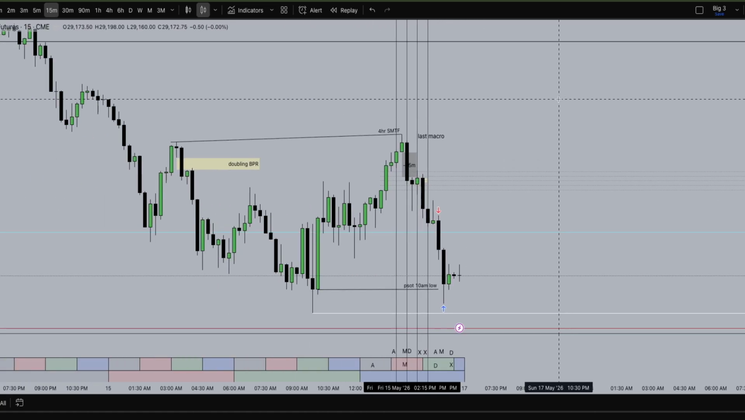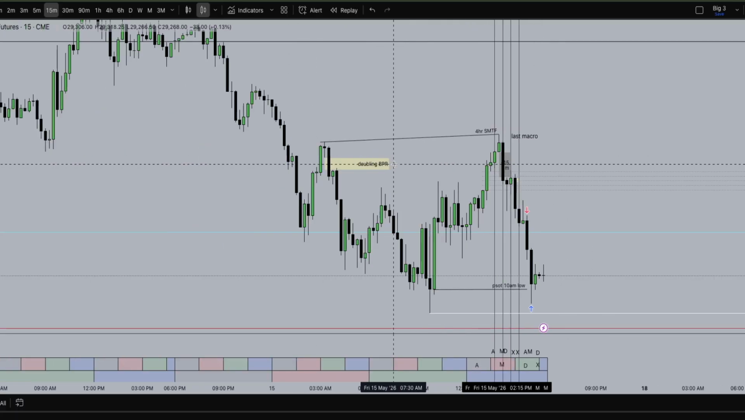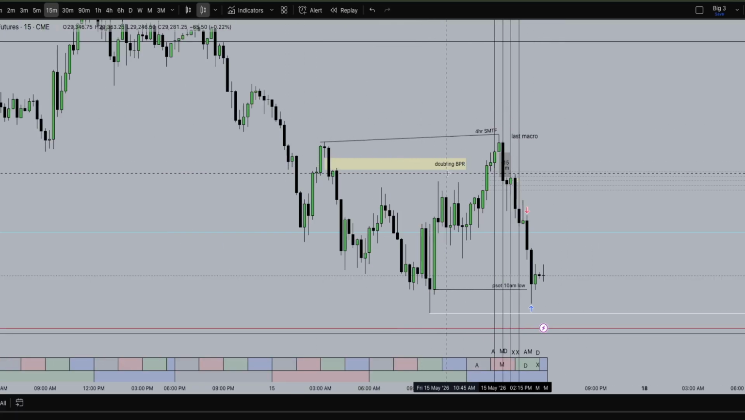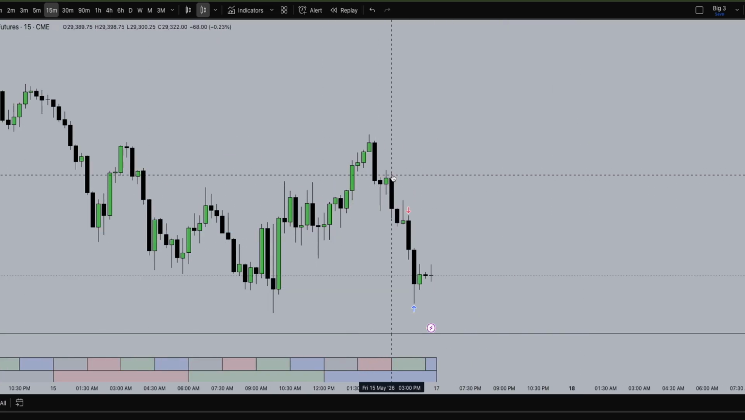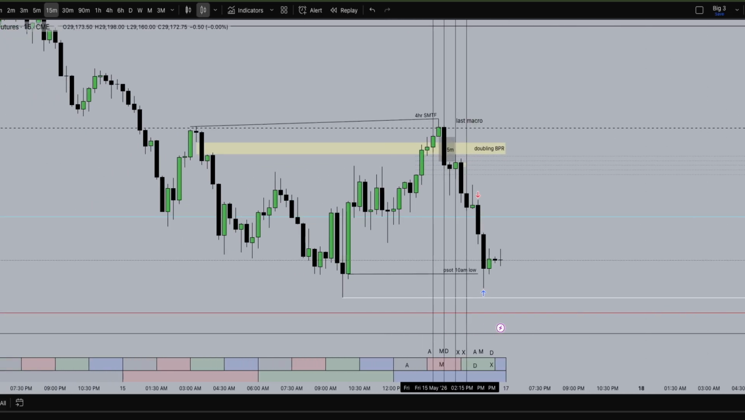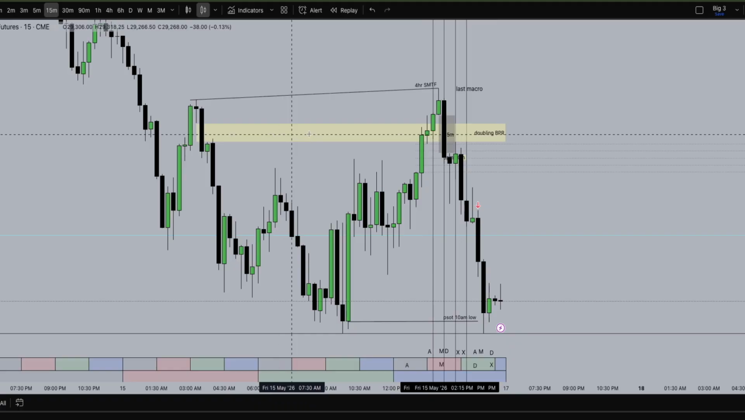Coming down to the 15-minute chart. First, I want to talk about the doubling BPR. This is mainly how I saw our high was so aggressive, and then we had this 15-minute fill in this just large gap. Because we didn't fill even into CE of it, I knew it was just so aggressive because we had this overlying confluence.